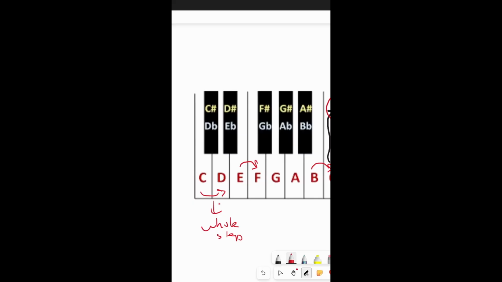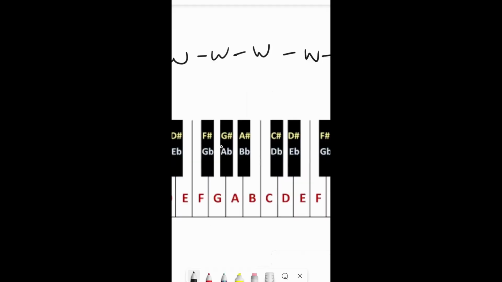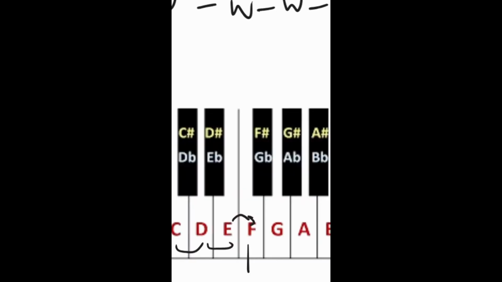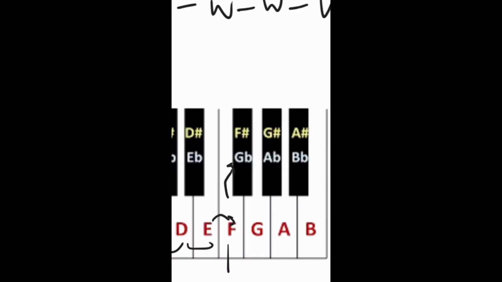The formula for a whole tone scale is whole step, whole step, whole step, whole step, whole step, whole step. Let's build an example scale. C to D is a whole step. D to E is a whole step. E to F is a half step. In order to fit the pattern of only whole steps, we need to raise the F to an F sharp.